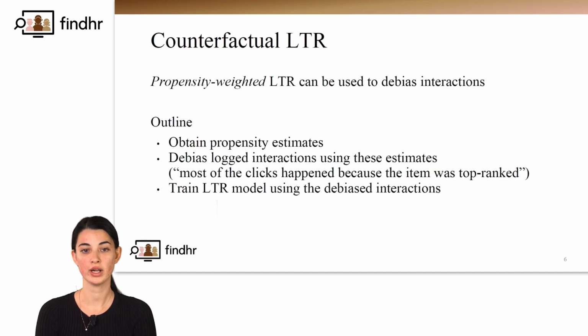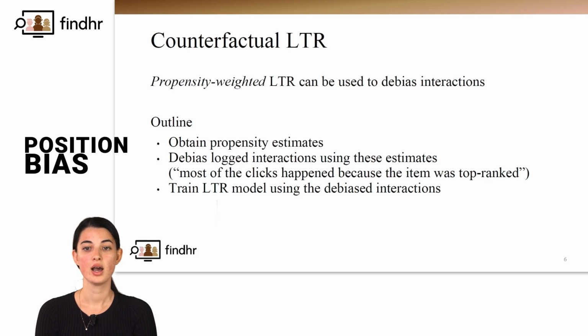Propensity-weighted learning to rank is one approach for debiasing interactions. The general idea is to obtain propensity estimates and then use these estimates to debias the interactions that were observed. Intuitively, using this approach to mitigate position bias would mean that clicks on top-ranked results are down-weighted and clicks on low-ranked results are up-weighted. After debiasing, interactions can be used as training data.